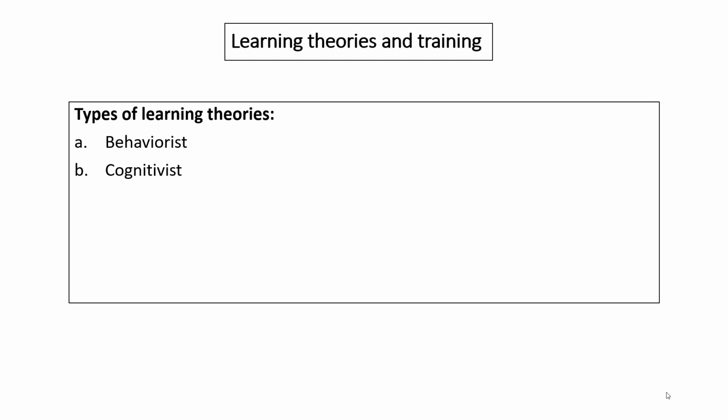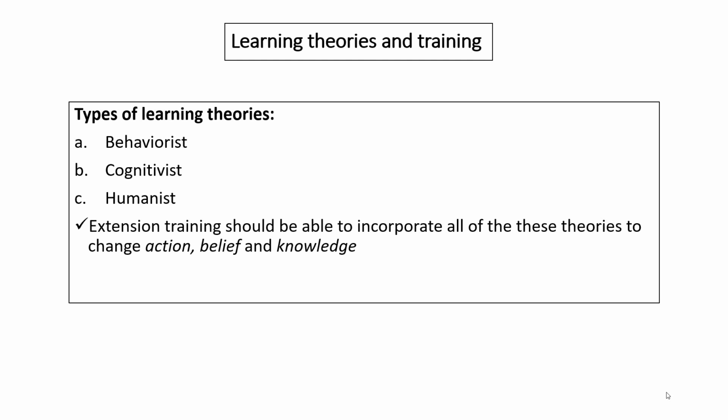Cognitivist is concerned with how the mind works, and humanist focuses on the affective aspect of human behavior that influences learning, such as emotions and attitudes. Extension training should be able to incorporate all of these theories to change action, belief, and knowledge of the farmers.